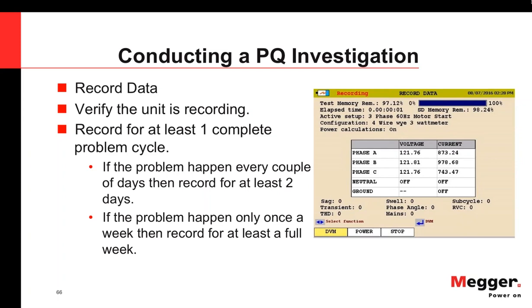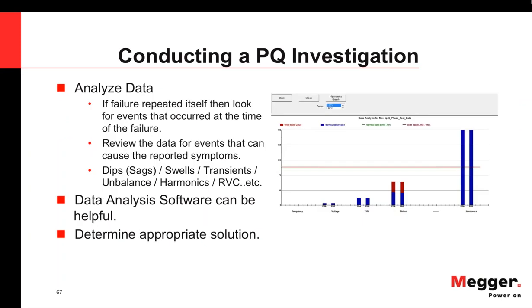And verify the phase angles are correct per the connection diagram. When I look at a voltage angle versus a current angle, they need to be within 90 degrees of each other. If they are not within 90 degrees, there is an issue. Okay. Now we're going to record that data. Before you leave, verify the unit is recording.